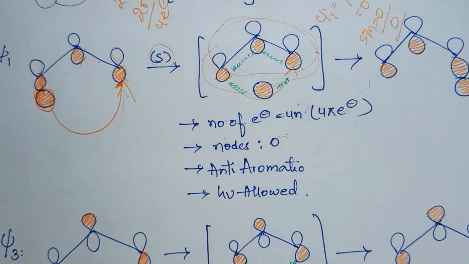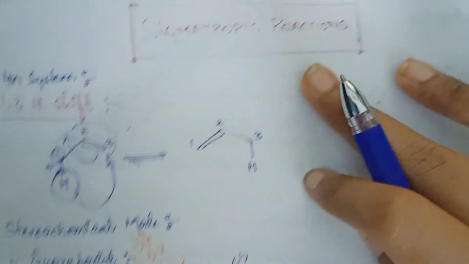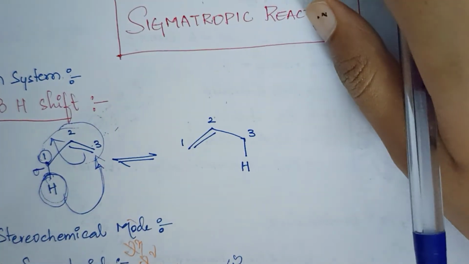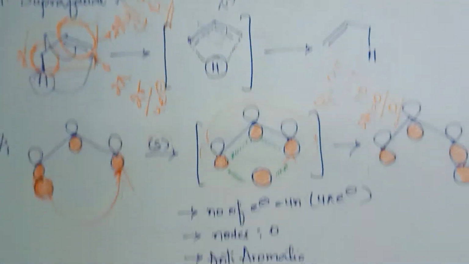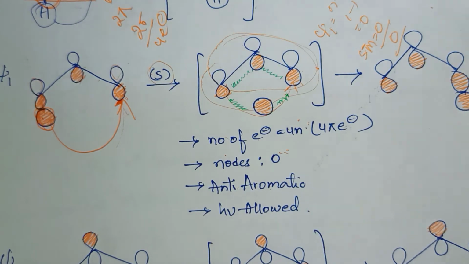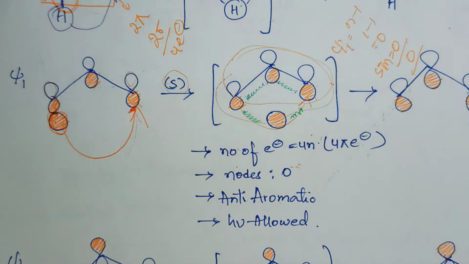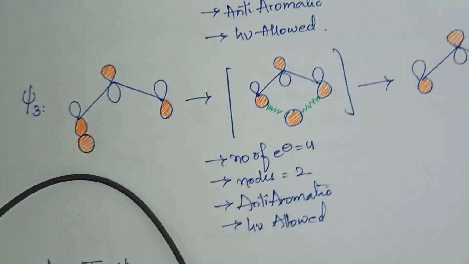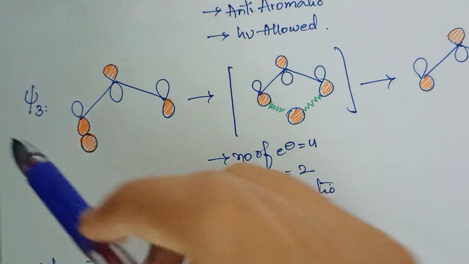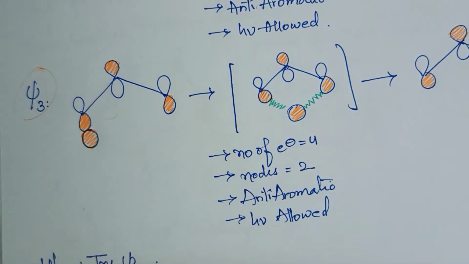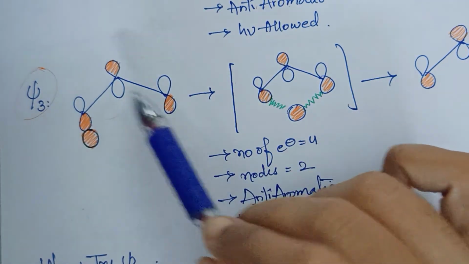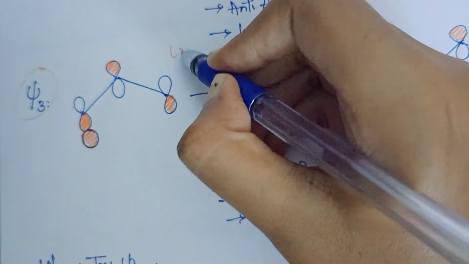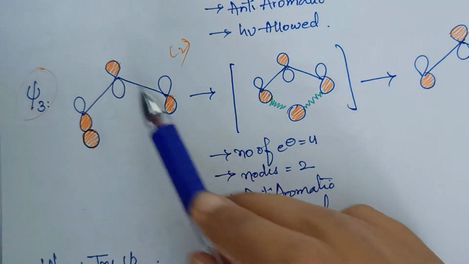So for sigmatropic reactions, the suprafacial mode will be carried out under which conditions? Photochemical conditions. Here we will see another example for easy understanding. Once again, here I am considering Xi3. When I consider Xi3, I have written opposite shades, no? Xi3 means how many nodes should you have? 2 nodes. So I have shaded oppositely.